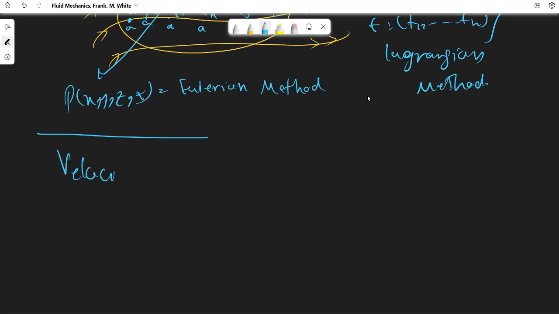Velocity field in the Eulerian method. Foremost among the properties of a flow is the velocity field.